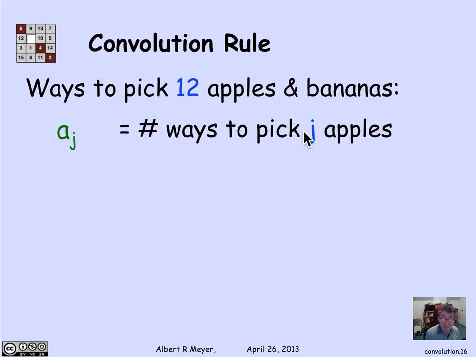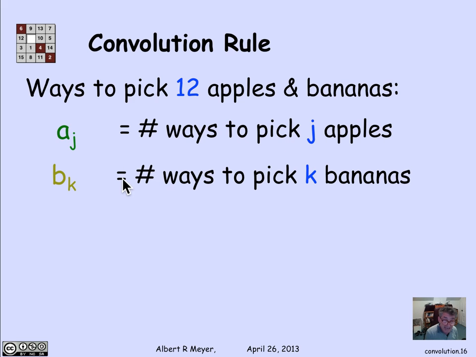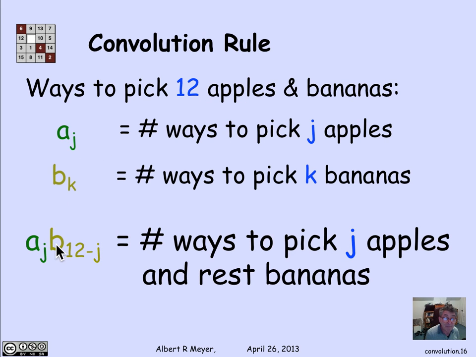So A_j is the number of ways to pick j apples. B_k is the number of ways to pick k bananas. So if I'm trying to pick a dozen apples and bananas, if I pick j apples, then I have to pick 12 minus j bananas, and the number of ways to do that is simply the number of ways to pick the j apples times the number of ways to pick 12 minus j bananas, by the product rule. So this is A_j times B_(12 minus j), the number of ways to pick this mixture of apples and bananas with exactly j apples.